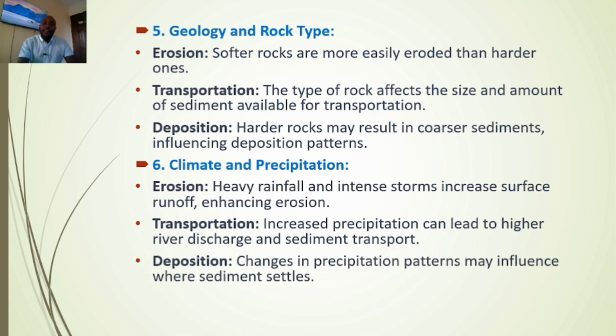All right, and then deposition: changes in precipitation patterns may influence where sediments settle. When we have changes in precipitation, sometimes it's raining, sometimes not, and that influences where those sediments will settle. When precipitation is very high, the water flows faster, so the sediment will be deposited at a different place compared to when the flow is slow. That's what I mean by it influencing where sediment settles. Okay, now I think we are done with this topic.